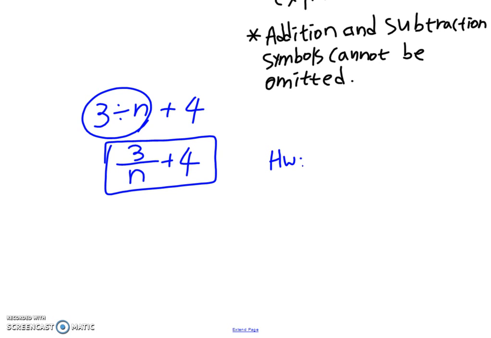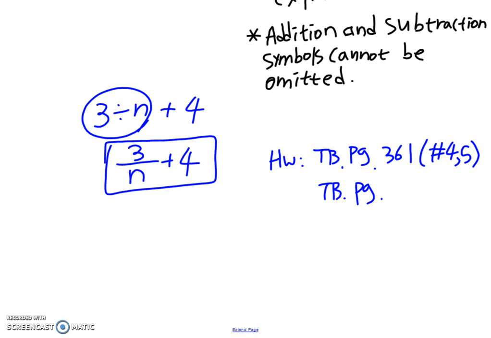Today's homework is textbook page 361, number 4 and 5, textbook page 362, number 9, 10, and 11.